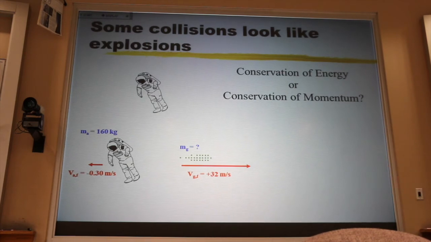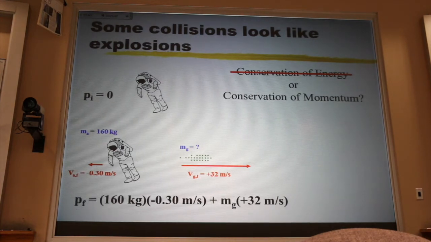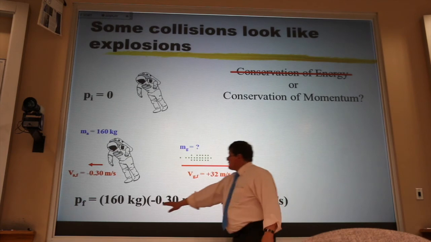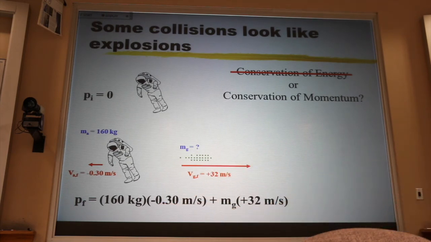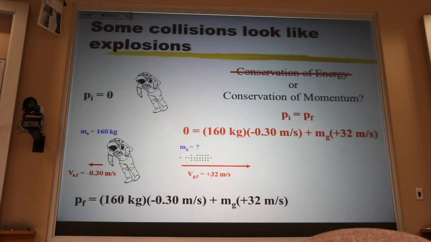But we can look at momentum. Initially, he has no momentum, he's not moving. After the button is pushed, he's got momentum to the left, the gas has momentum to the right. If momentum's conserved, I can set the initial momentum equal to the final, and that's what it looks like. Now it's math. I solve for m and I get 1.5 kilograms. Okay? I told you we were going to do rocket science, didn't I?